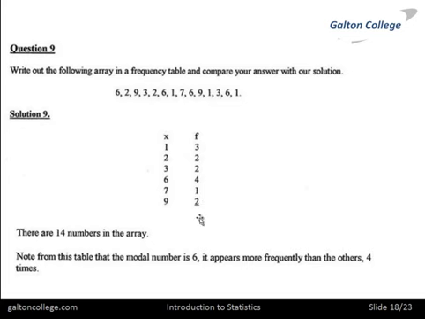So it's just a way of writing down this set of numbers in terms of frequency. It tells us how many times each number appears. 6 appears 4 times.